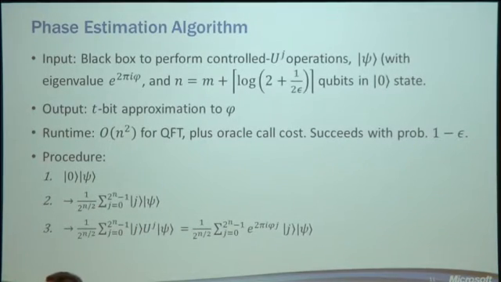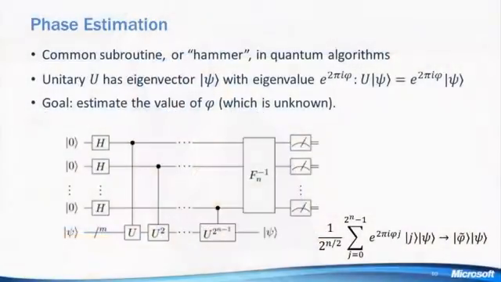When you say probability of success, where is the randomness coming from? What is the source of failure? So we measure. All quantum algorithms are probabilistic. So here we're measuring.